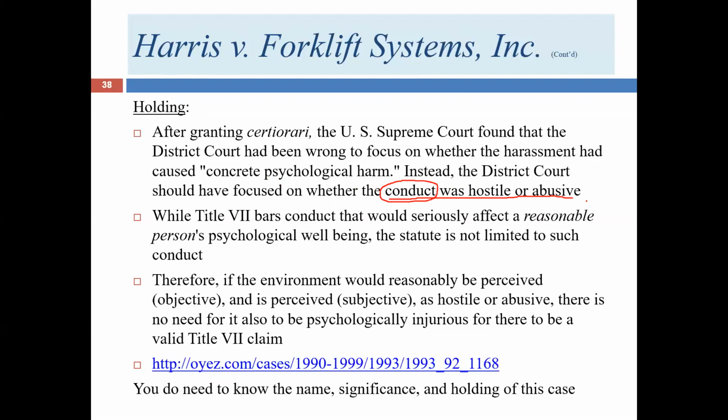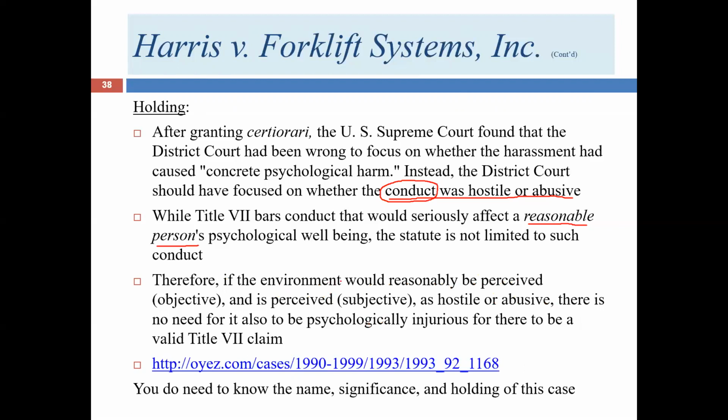So we're going to look at the reasonable person. How would the reasonable person have considered that circumstance? Not so much how this particular person was affected. So if the environment would reasonably be perceived as hostile or abusive, then there's no need for it to be psychologically injurious in order for the person to assert the claim.